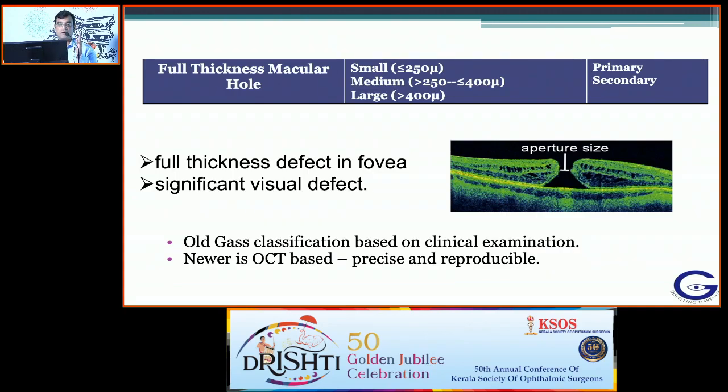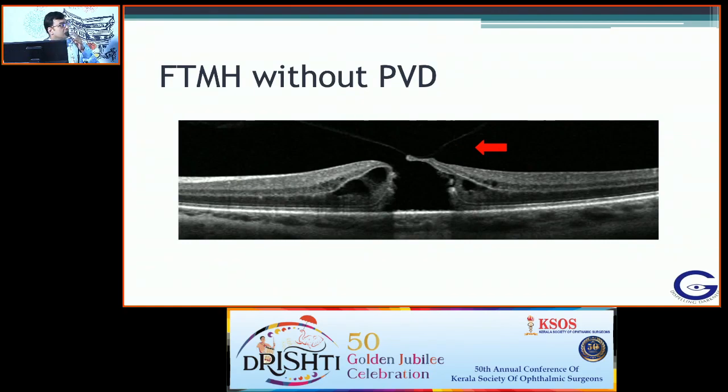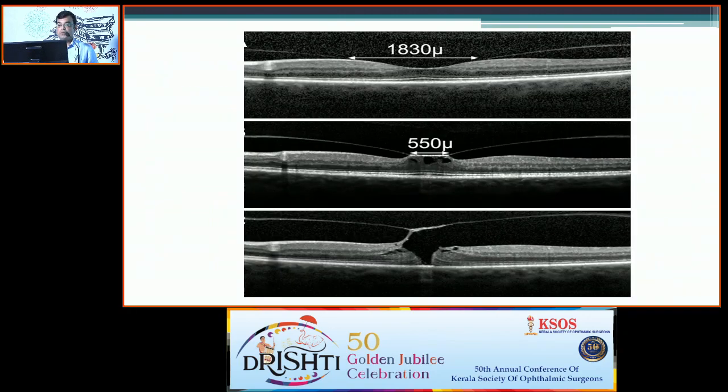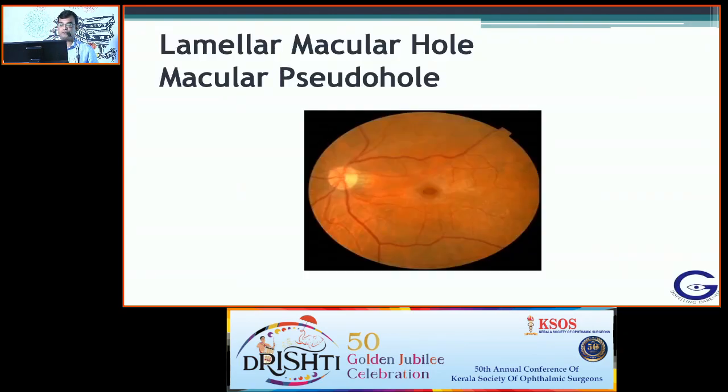Macular hole is divided into small, medium, and large according to the size. So, small is less than 250 micron, medium is 250 to 400, and large is more than 400 microns. This is an OCT showing posterior vitreous attachment at the macula, a full thickness macular hole, and a PVD at the macula showing operculum. This OCT shows the sequence of how a macular hole is usually formed, with macular adhesion, then macular traction, and later on it forms a hole.